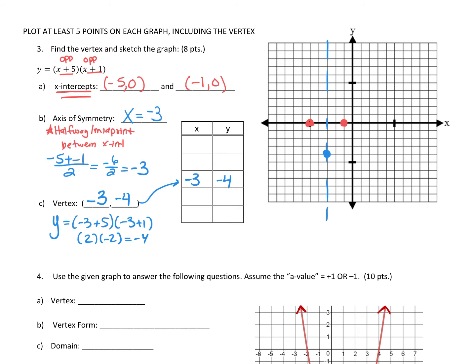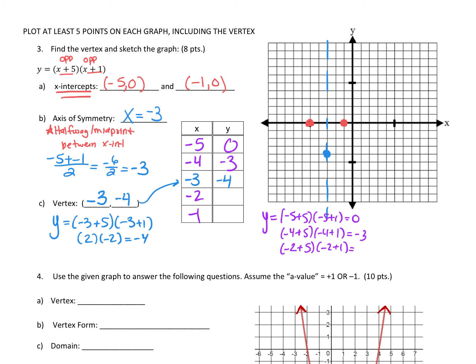And then we're going to build a table around that number. So -4, -5, -2, -1. Now I'm going to plug in each of those values back into that original equation. So -5 plus 5, -5 plus 1 is going to give me 0. -4 plus 5, -4 plus 1 is going to give me -3. -2 plus 5, -2 plus 1 is going to give me also -3. And then -1 plus 5, -1 plus 1 is going to give me 0.